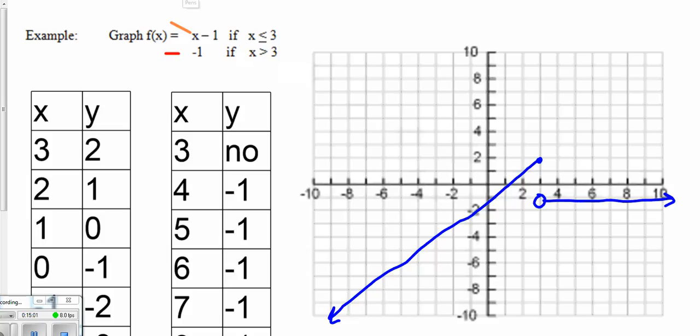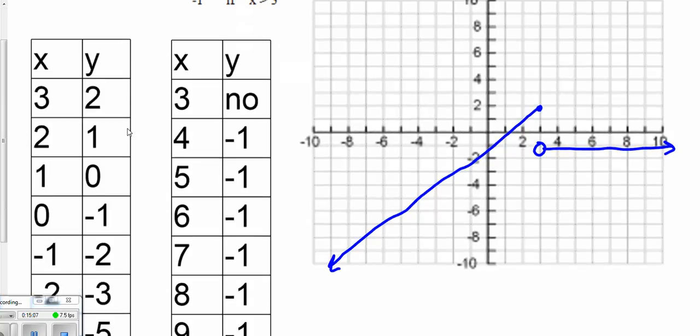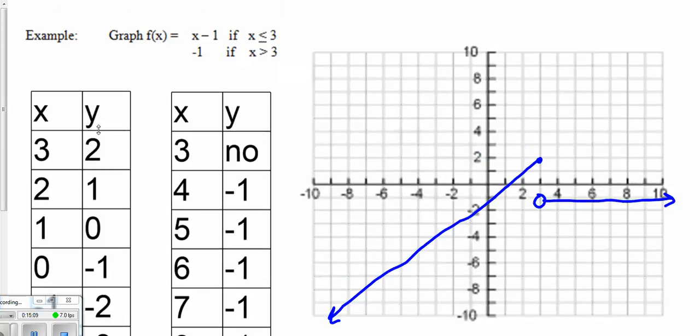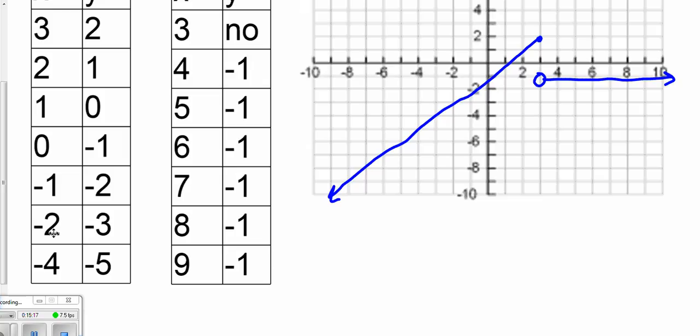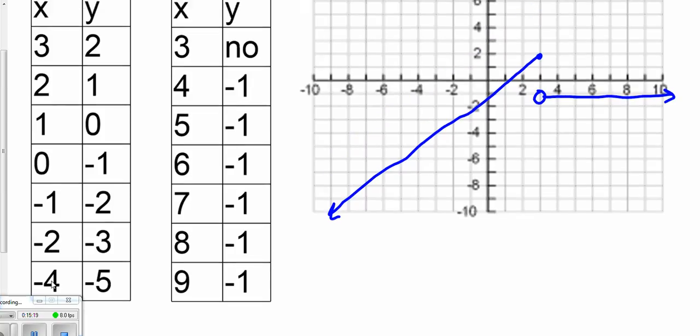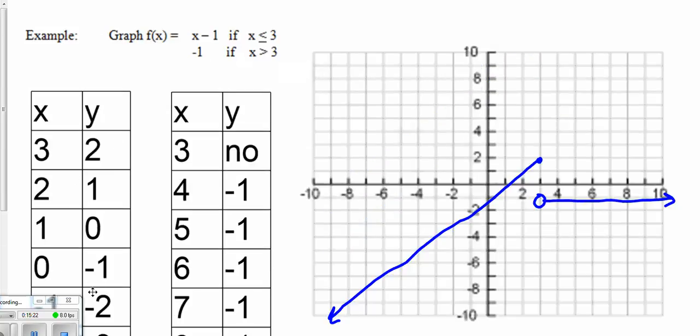Now, if I didn't do it that way, if I didn't plot out two lines and decided I'm just going to use my graph, or my table, I would have two different tables. One over here, where x is less than or equal to 3, so 3, 2, 1, 0, -1, -2, -4, numbers like that, and I would have one to go along with each of them.